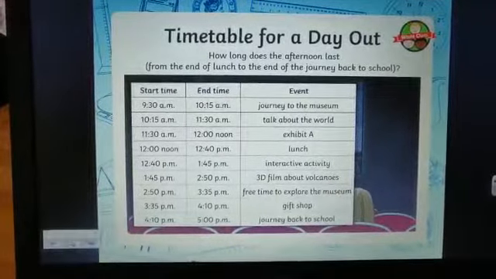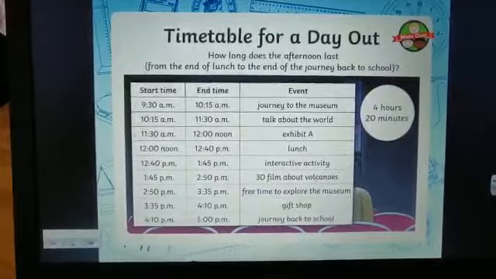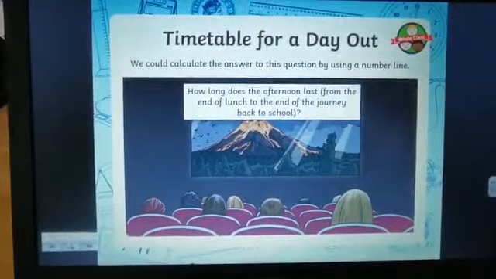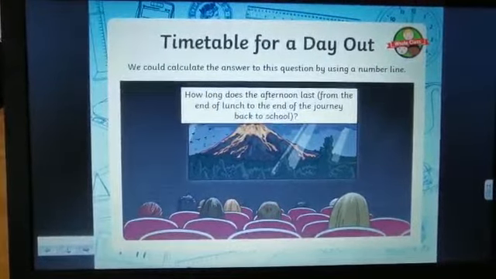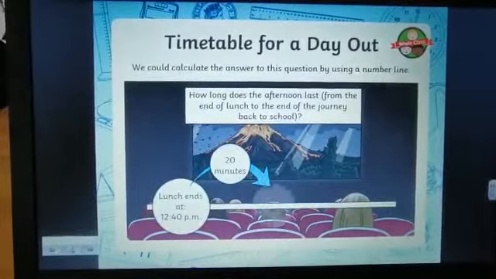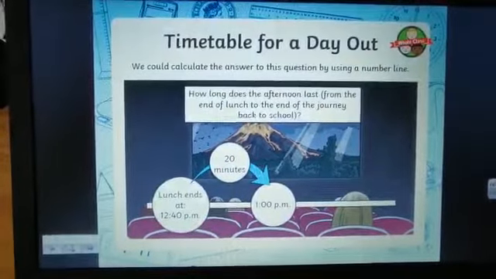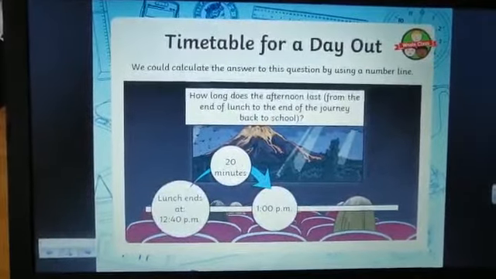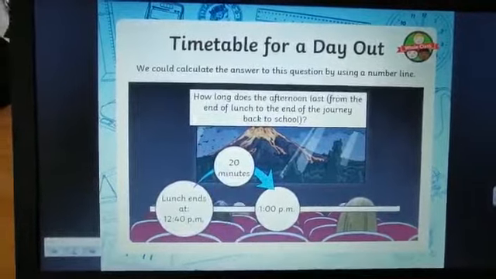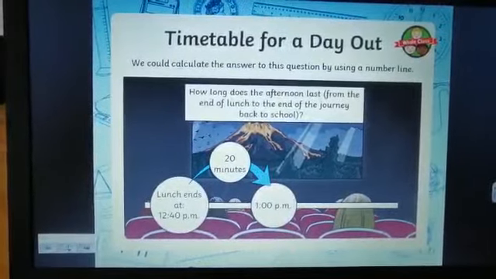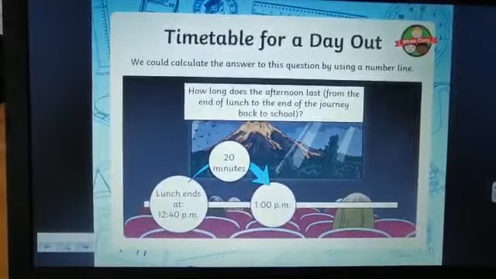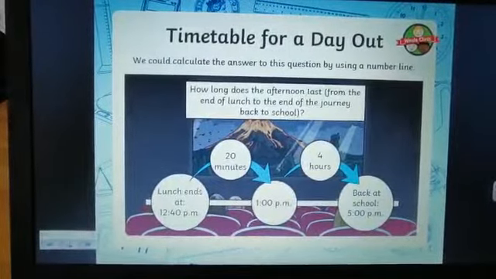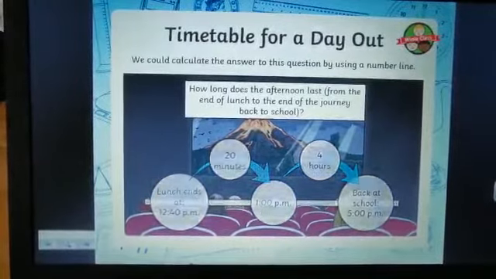So let's use our number line again. It says that it's 4 hours and 20 minutes. Let's double check it. So we're going to do exactly the same as the first one. We're going to count up to the next available hour. Lunch ends at 12:40 p.m. We want to get it up to the next hour. There are 20 minutes left until the next hour, so we've made a note of it, 20 minutes, and then we're on 1 p.m. And then we count from 1 p.m. to 5 p.m., which is 4 hours. So 4 hours and 20 minutes.